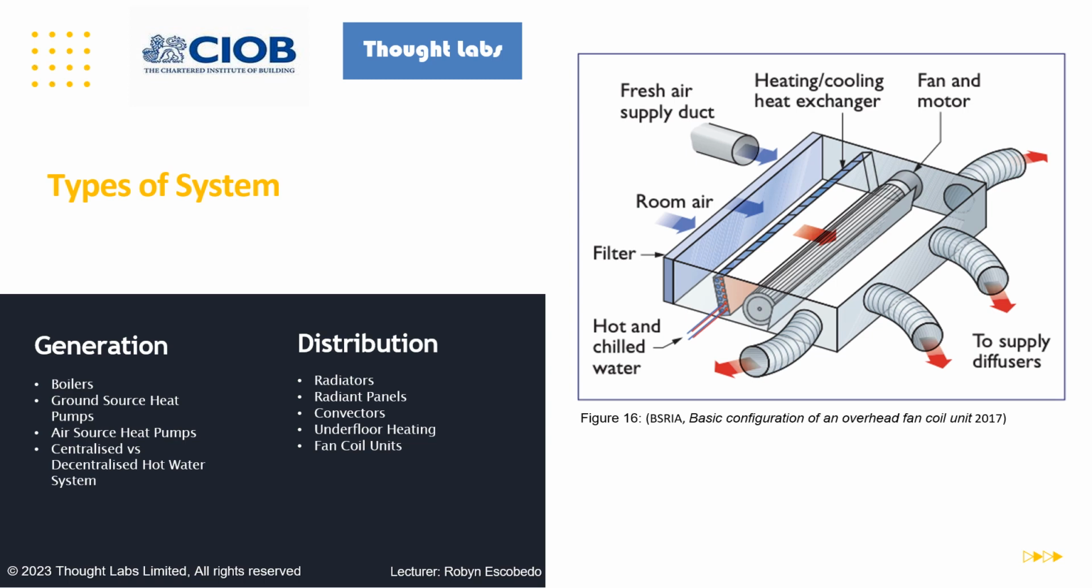However, ceiling void depths will need to accommodate the fan coil units, and they do require filters, and these filters need cleaning, and a condensate pipe will be required. However, this condensate pipe is usually small, and it's just to drain the condensate that would be produced from the cooling element of the fan coil.